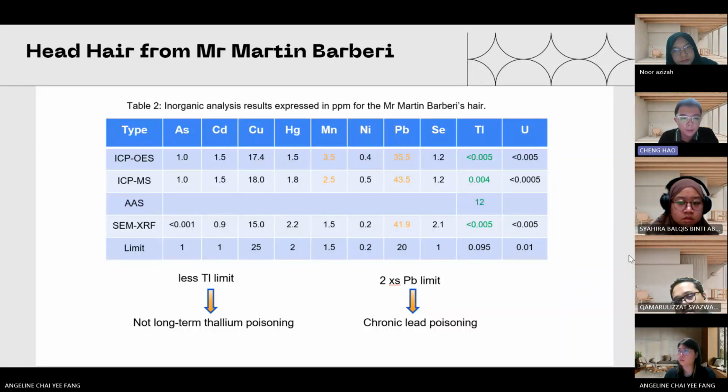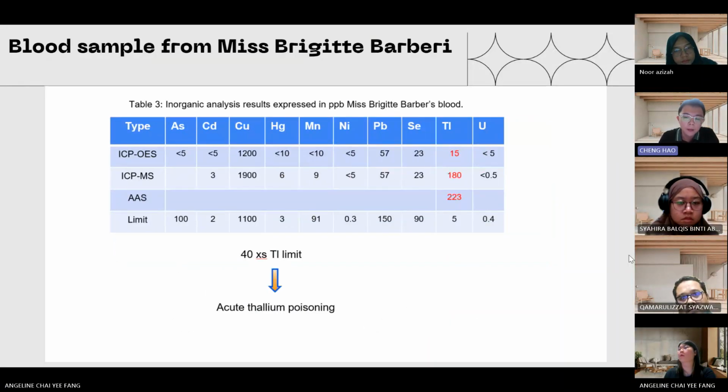Next sample is the blood of Miss Bridget Barbers. The results are the same as Mr. Martin's, which shows 40 times the limit concentration of thallium, indicating acute thallium poisoning.